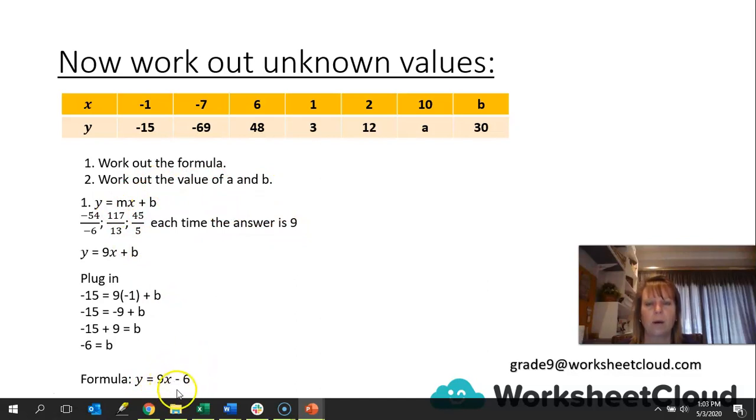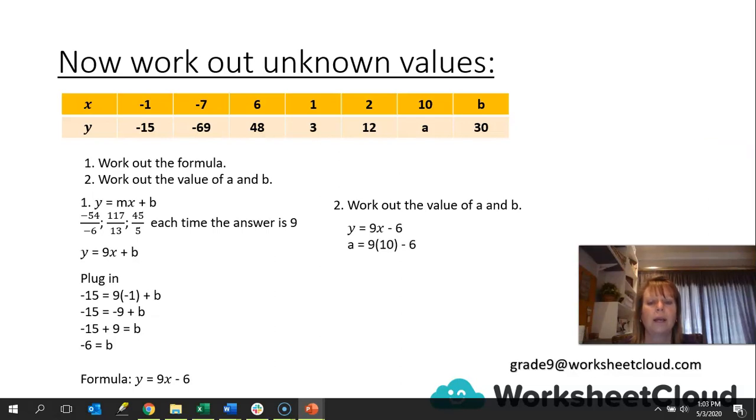Can you see? That's why that would change, because of your answer when you've plugged in an ordered pair to get to b. Okay, everybody happy with that? Right, now that you have your formula, you can now work out A and B. So number 2 was work out the value of A and B. Let's work out A first. Here we are given our x value as being 10. We plug that in to our formula, y is equal to 9x minus 6.